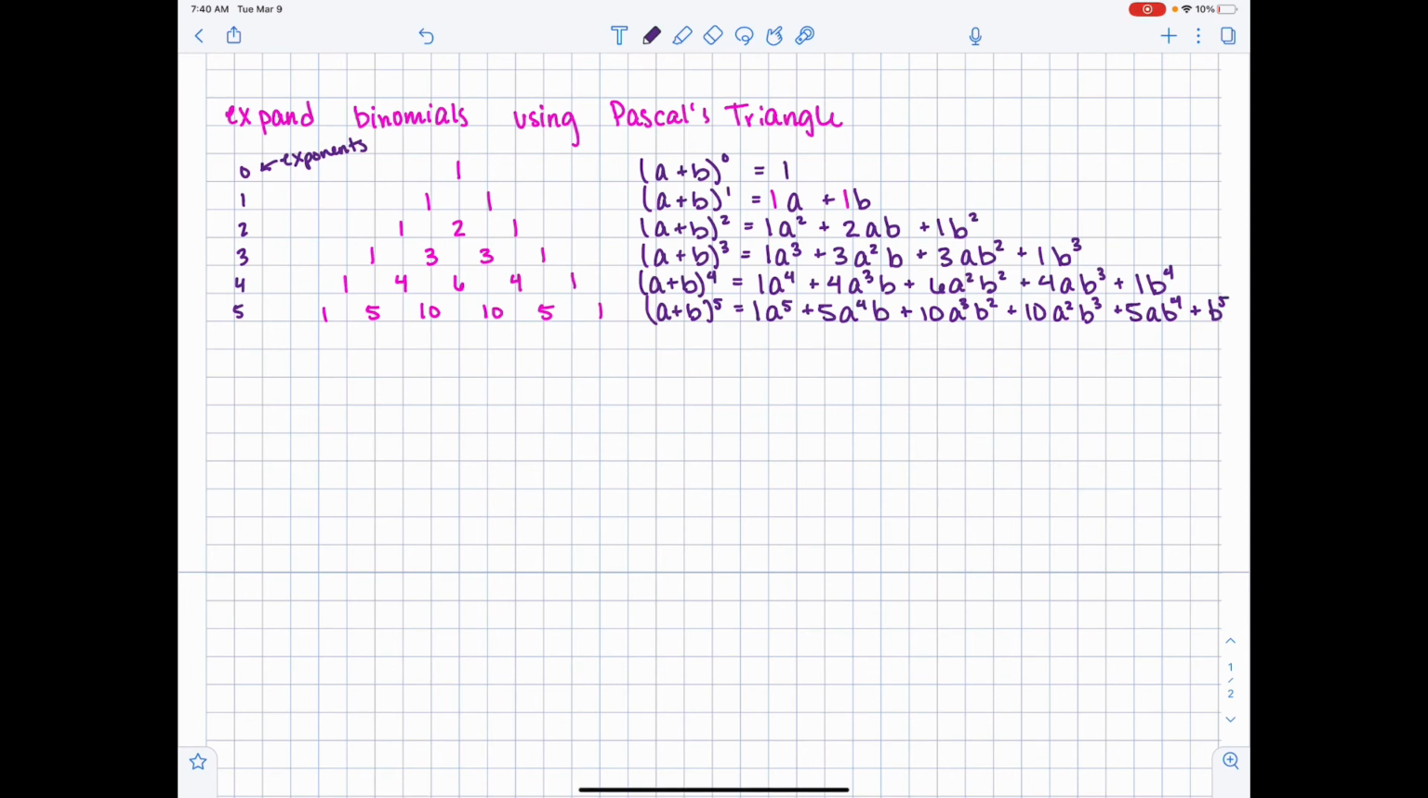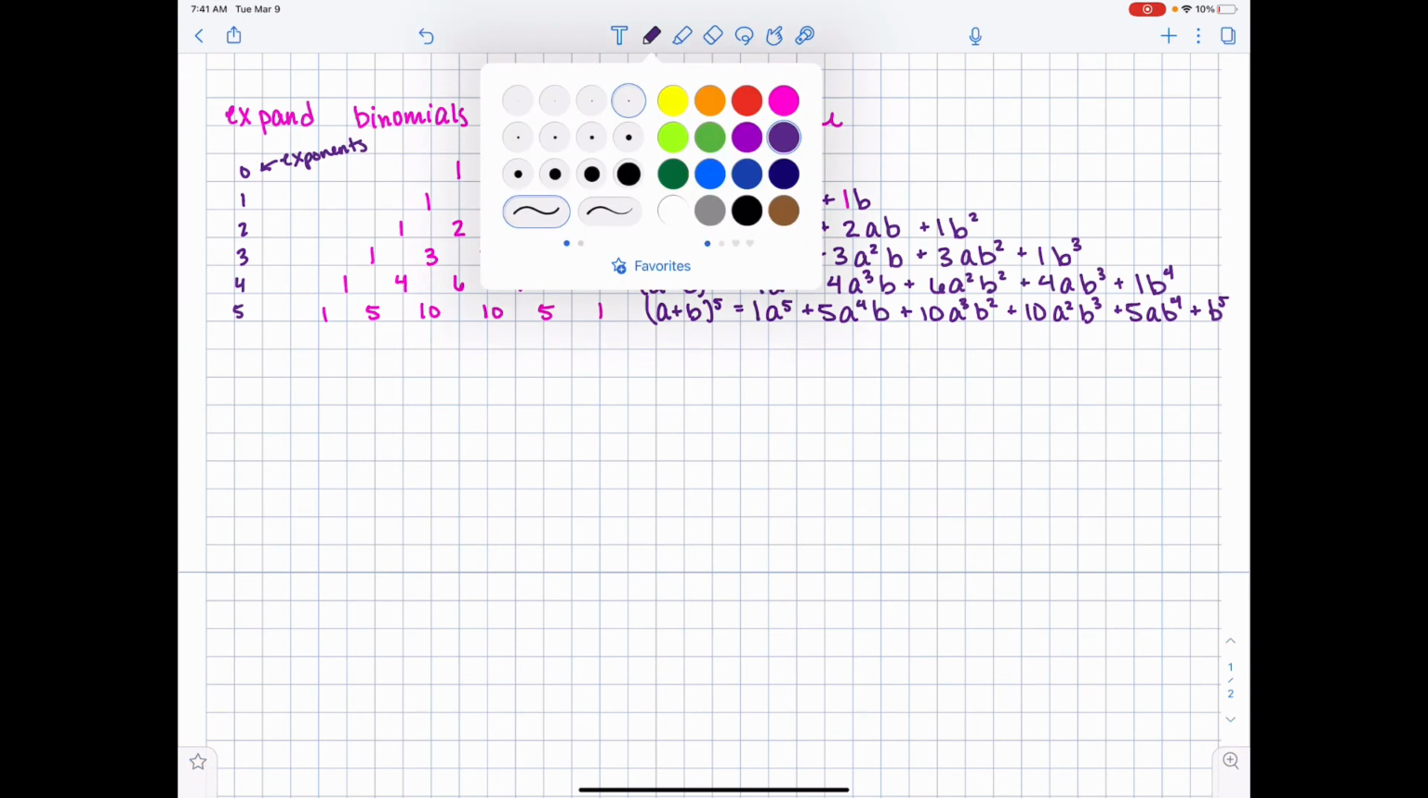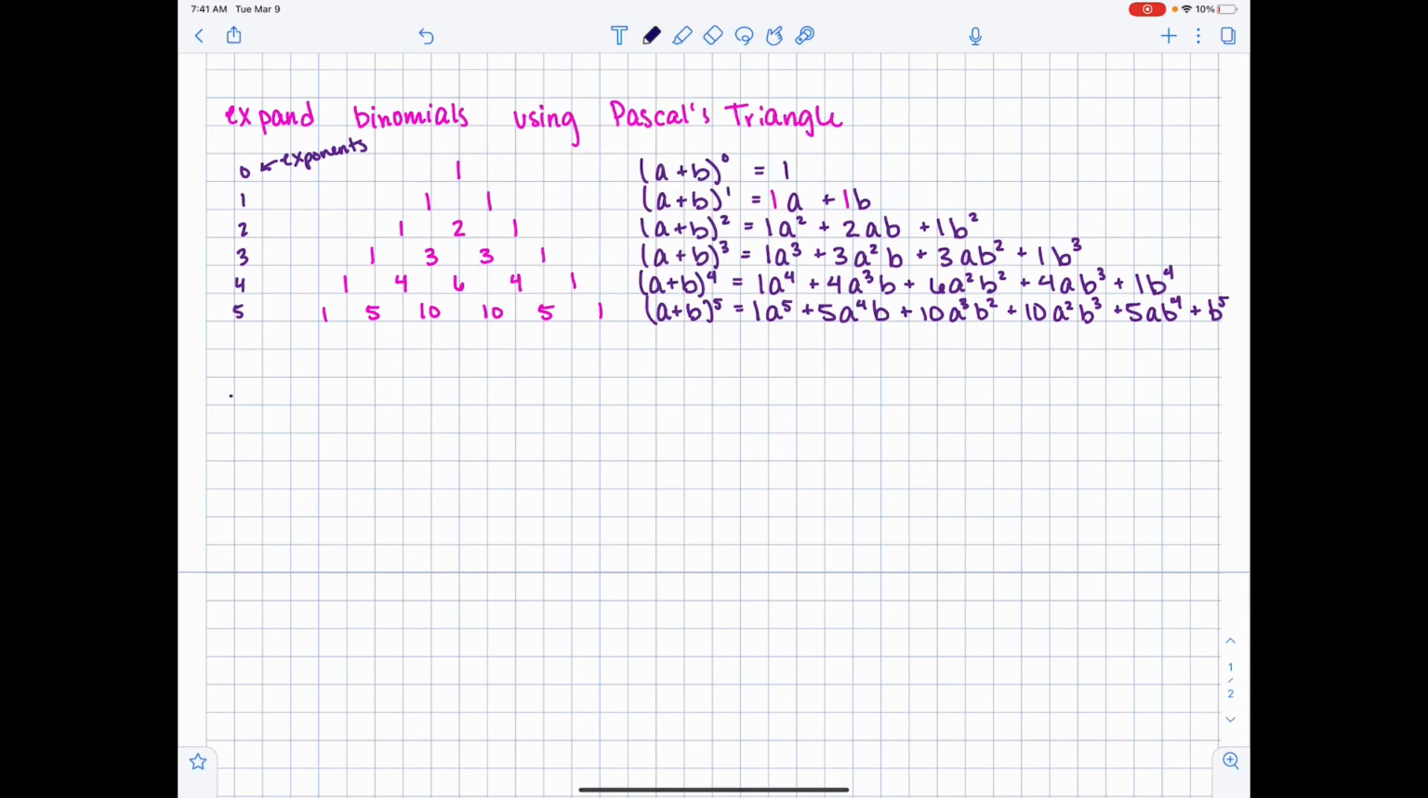Okay, so that's expanding our binomials. And the whole reason that we go through that pattern is for an example like this. So example, I think I'm on 4, actually I think I'm on 5. Example 5. Could be wrong on that one, but somewhere in there.